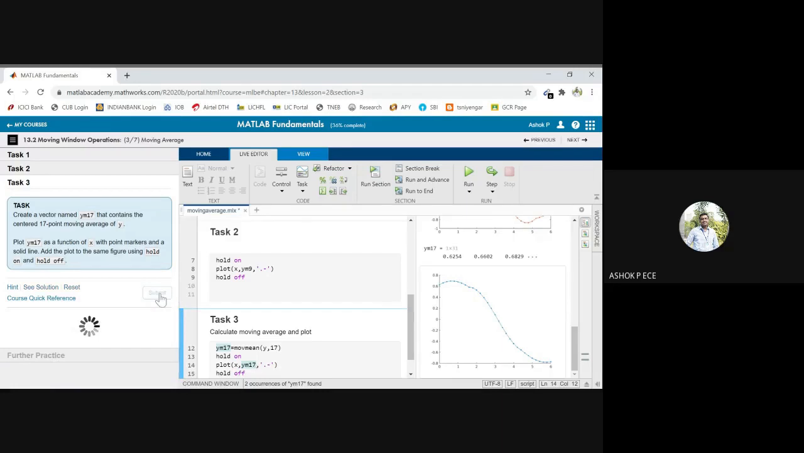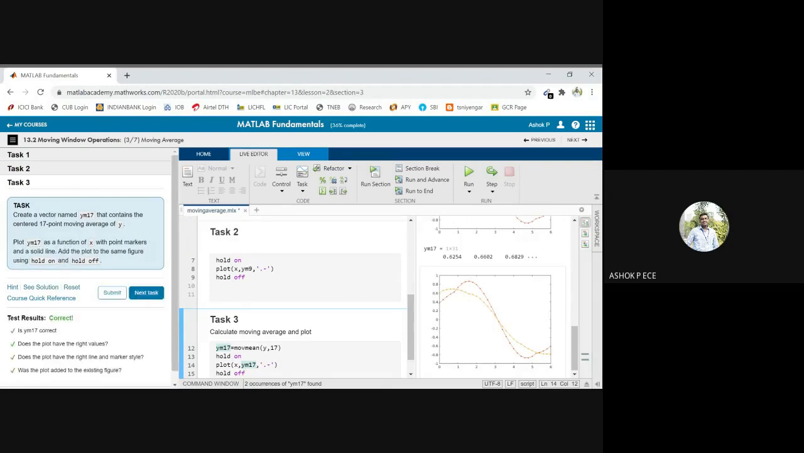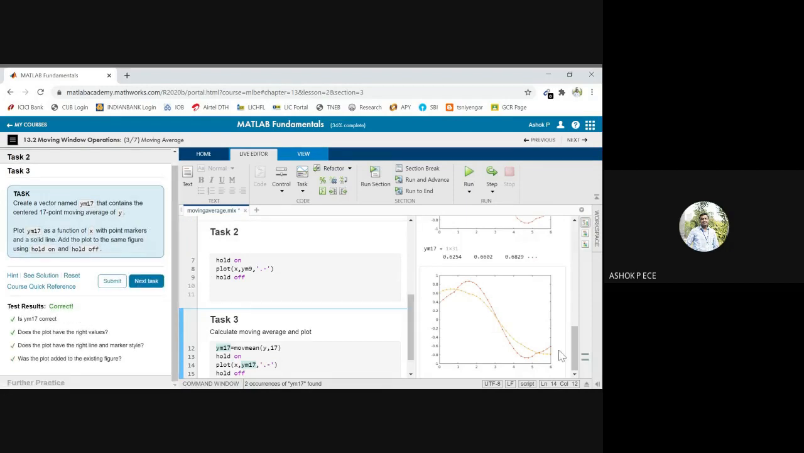You can see the average thing. You can see the previous graph and the current graph. This is for the ym9, this is for the ym17, and it is using hold on and hold off. You can plot the results in the same graph.